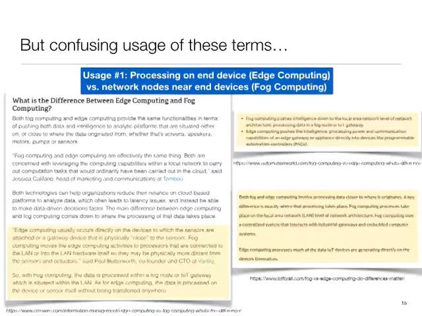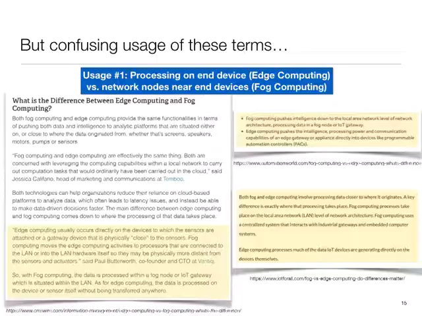Now, unfortunately, this space is full of marketese and conflicting jargon. So one type of usage, the distinction people draw, is that edge computing is processing on the end devices, like on your actual smartwatch or toaster or whatnot. And fog computing is computing done on network nodes near the end devices, like on the routers or the home gateways. And there's ample support for it, and this is probably the more widespread view that exists.